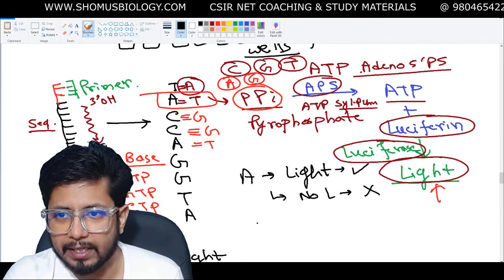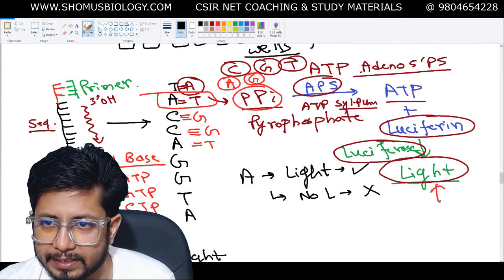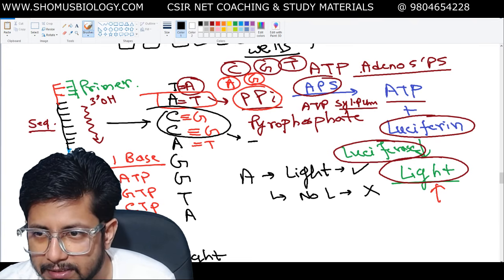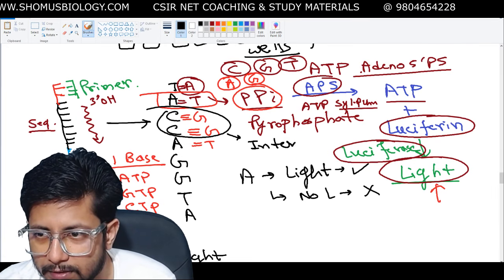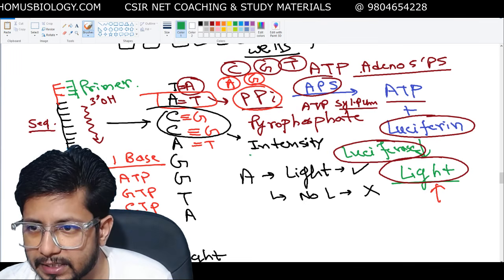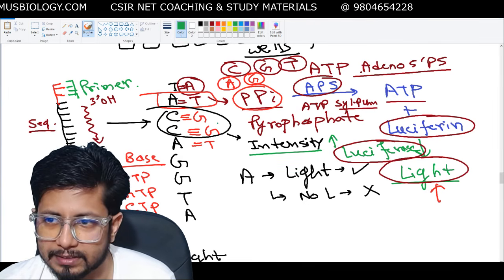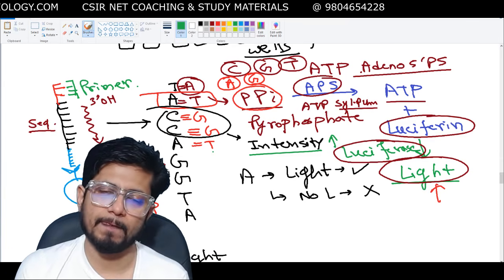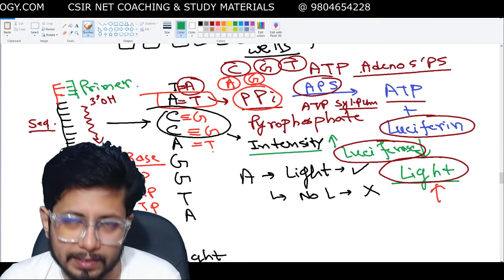If there are back to back 2 Cs here in this case, right? So the light intensity, remember, will be high. The light intensity will be a little higher in this case. If there are consecutive 4 same nucleotides, again the intensity will be a little higher.